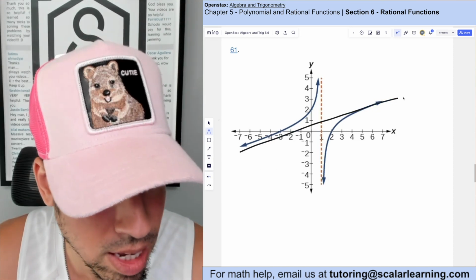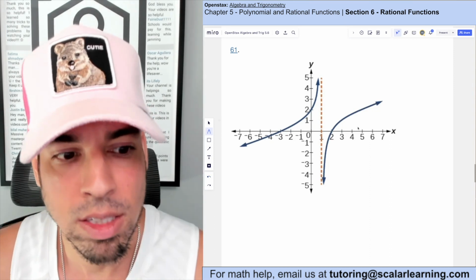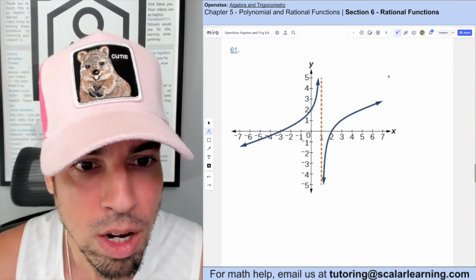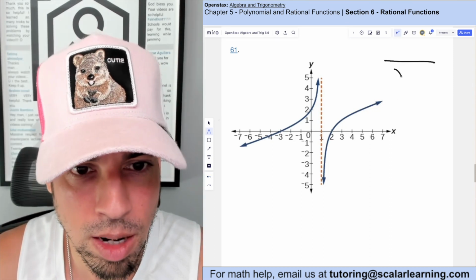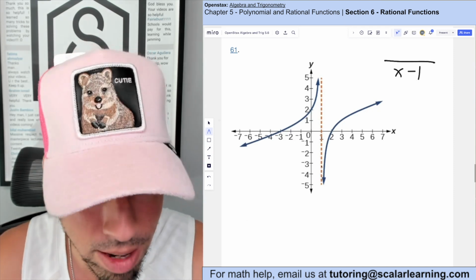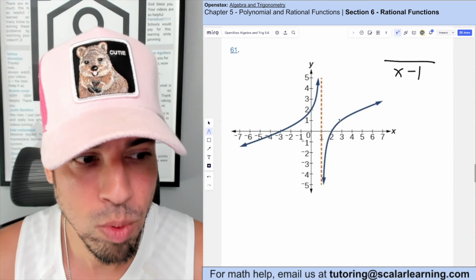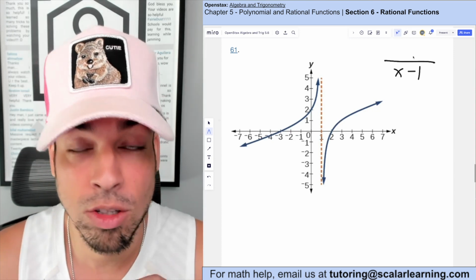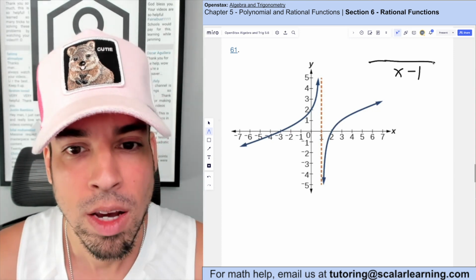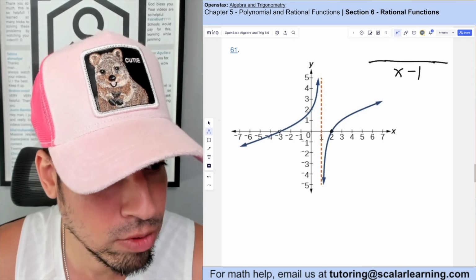So this one's pretty interesting because we have this nice vertical asymptote, but you can also see that we have this slant asymptote. Okay, so let's see how we can piece this together. First, I'm going to say that we've got a denominator of x minus 1. That's because we have that vertical asymptote. Now, the slant asymptote is interesting because right off the bat, it does tell me that the degree on the top has to be bigger. And that kind of makes sense because we also have two x-intercepts.